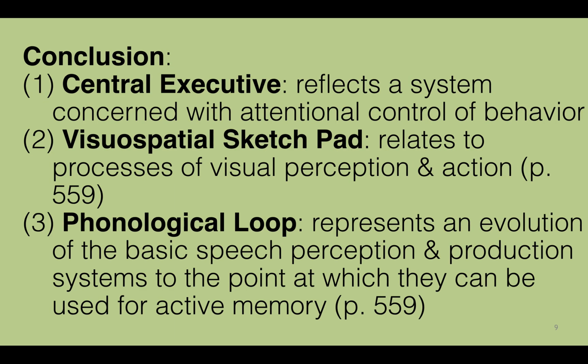Here are some conclusions on the three. The central executive reflects a system concerned with attentional control of behavior. The visuospatial sketchpad relates to processes of visual perception and action. And finally, the phonological loop represents an evolution of the basic speech perception and production systems to the point at which they can be used for active memory. That was working memory.